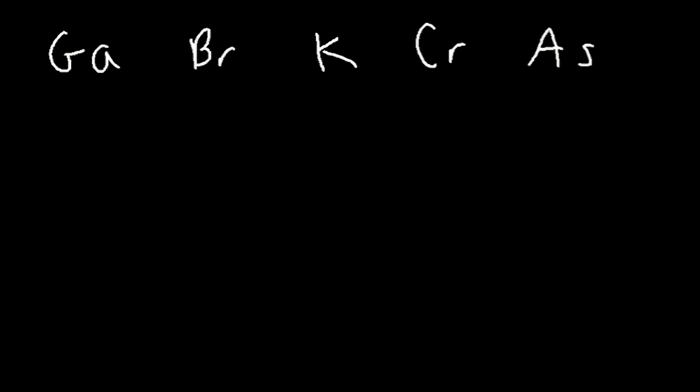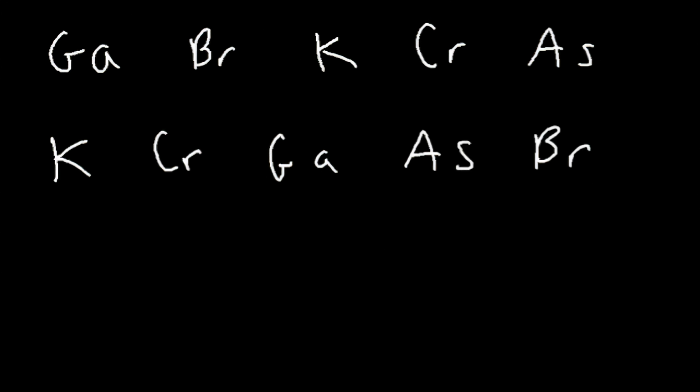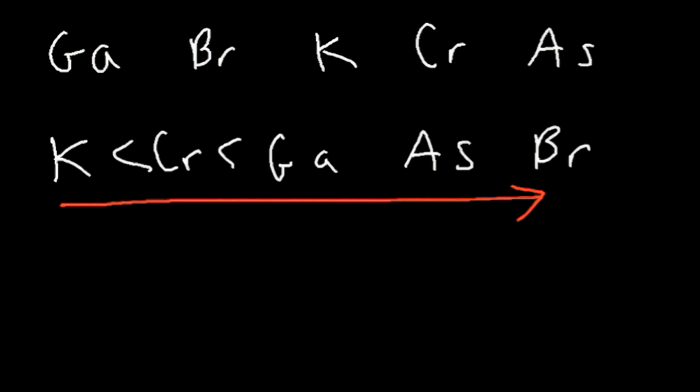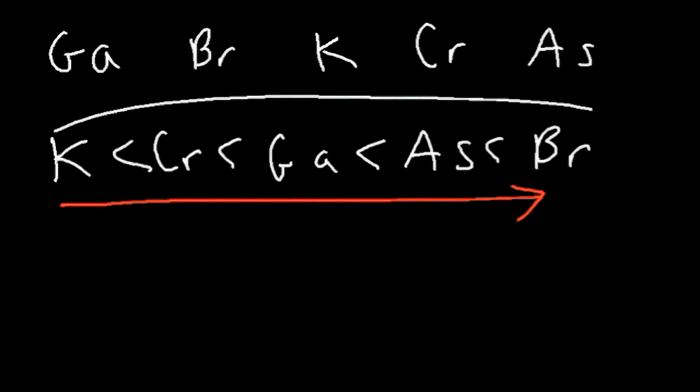The first one is potassium, and then after potassium it's chromium, which is a transition metal, and then you have gallium, and then arsenic, and then bromine, which is a nonmetal. The first ionization energy increases as you travel left to right on a periodic table. So if we want to rank it in order of increase in ionization energy, we could simply write it like this. So this is the answer.